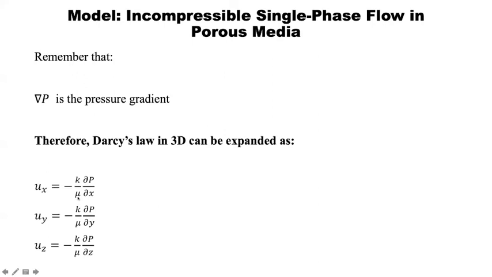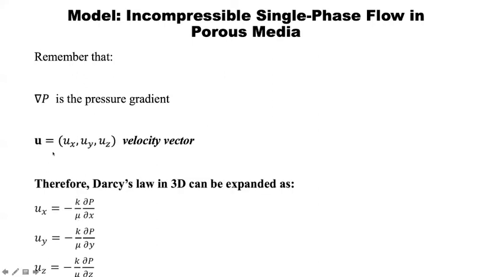So I wrote the velocity vector like this. The velocity vector has 3 components, but the pressure P is not a vector. It's a scalar quantity. Pressure has no direction, just one value, a scalar quantity.